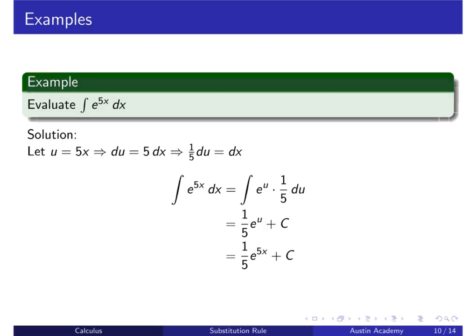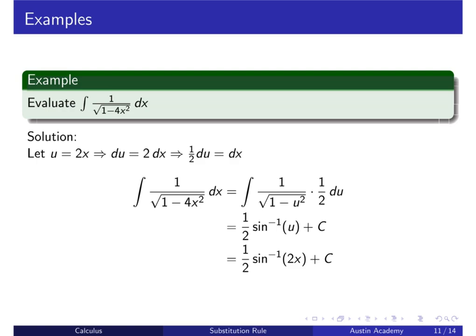Example 5. Evaluate the integral of e to the 5x dx. Let u equal 5x, so du equals 5 dx, or dx equals 1/5 du. Now the integral becomes 1/5 the integral of e to the u du, which equals 1/5 e to the u plus c, or 1/5 e to the 5x plus c.